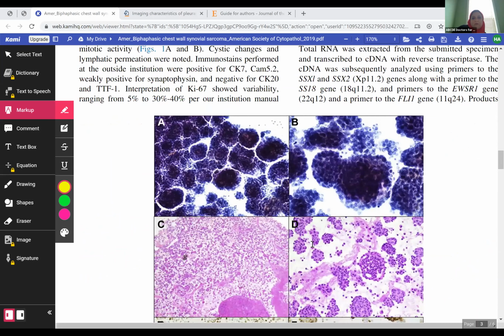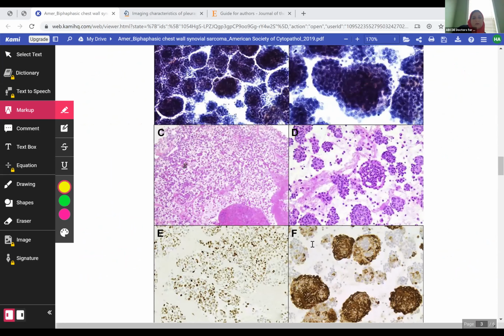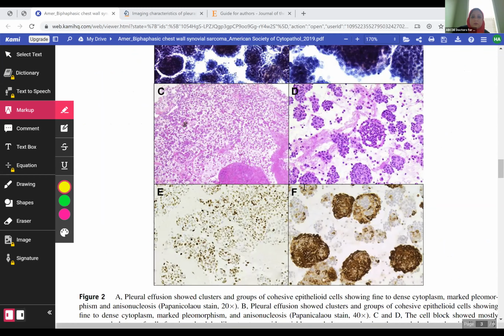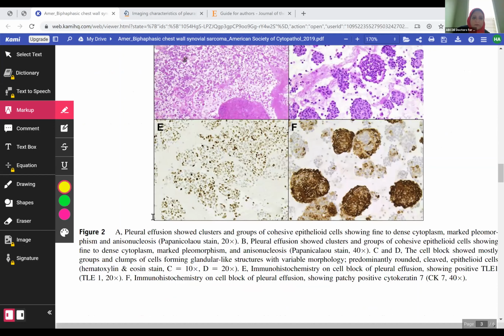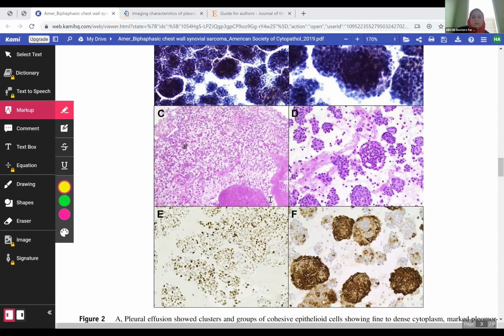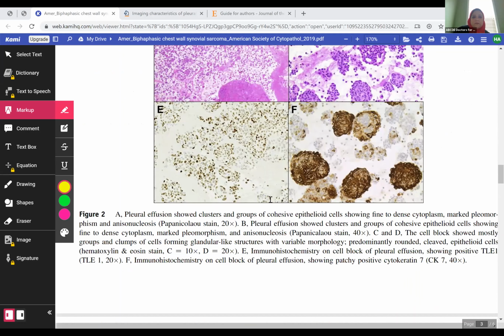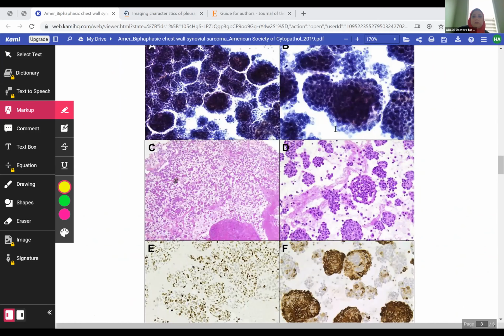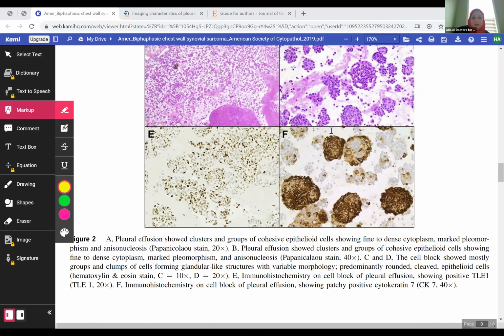Okay, next, over here is the next group of figures. Once again, I have all these figures, I put them together, I make it into a table on PowerPoint, and then I say save as picture, all together becomes one picture, okay? So here, this is the pleural effusion, all right? What am I seeing again? I'm describing it. Clusters and groups of cohesive epithelioid cells with cytoplasm, and so on. Pleural effusion, what am I using? Pap stain, Papanicolaou stain, right? And then the cell block.